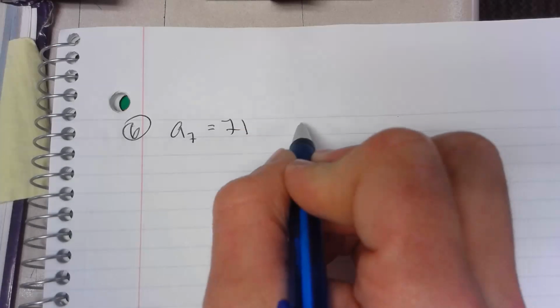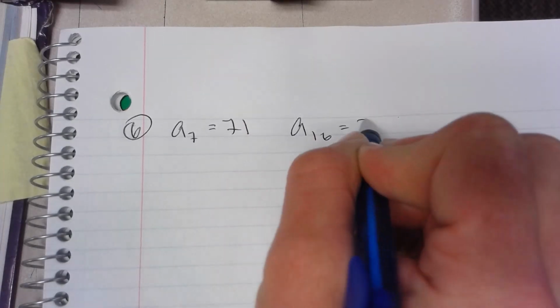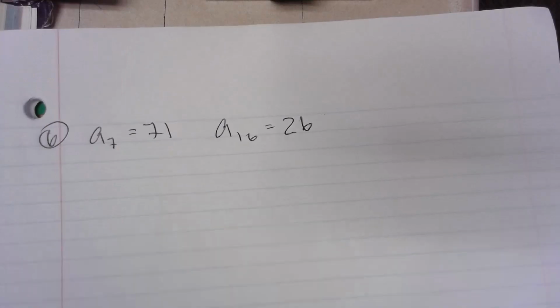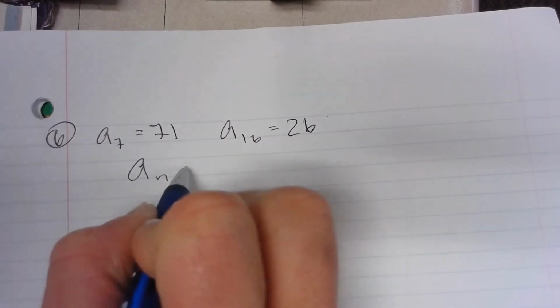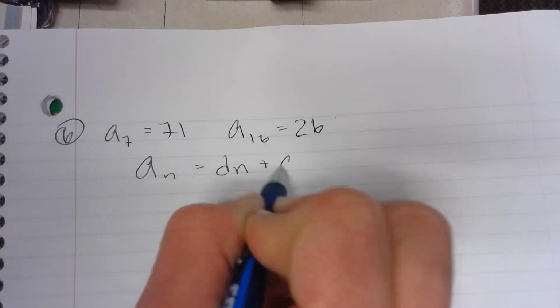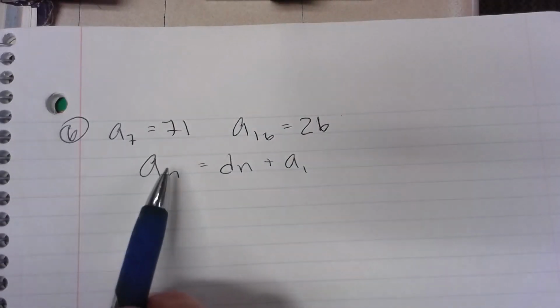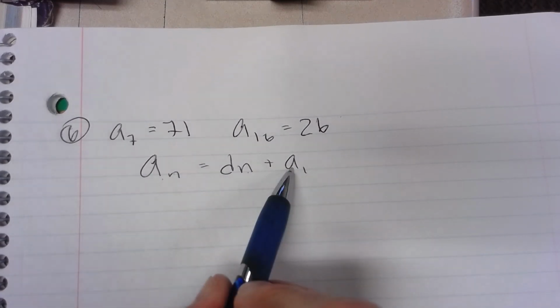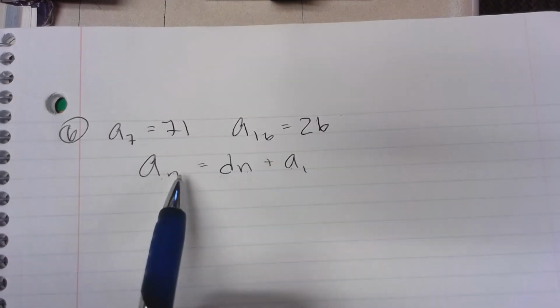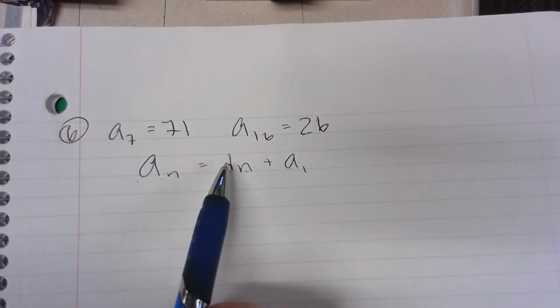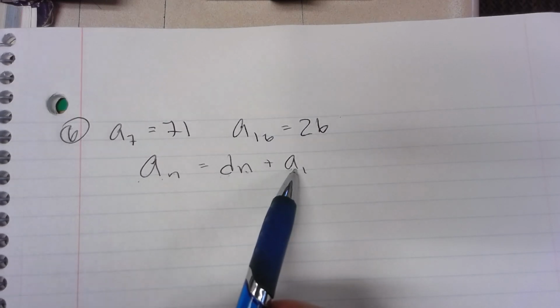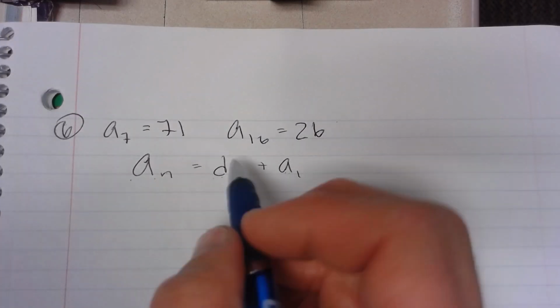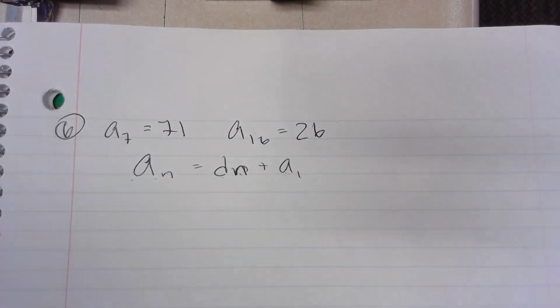So number 6 on page 420, they're just going to tell us that the 7th term is 71 and that the 16th term is 26. Alright, so remember, we're trying to get it into this form: a sub n equals dn plus a sub 1. Do I know a term? Yes, I know that my 7th term is 71. But that doesn't help me find this or this. I know that my 16th term is 26, but that doesn't help me find the common difference or the first term. So what I actually want to do first is find the slope.